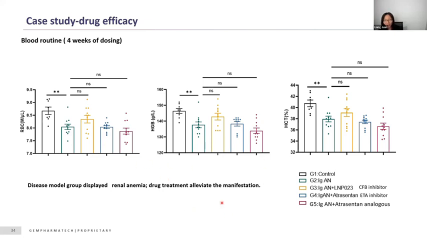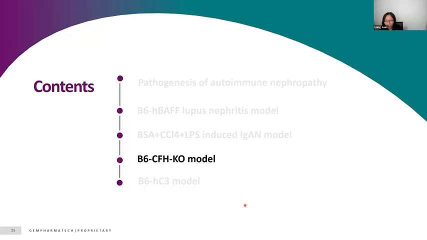So this BSA-induced IgA model could be very helpful for evaluating the drugs targeting for IgA, especially the C5B inhibitors and the ETA inhibitors. The next model is the B6 CFH KO mice.